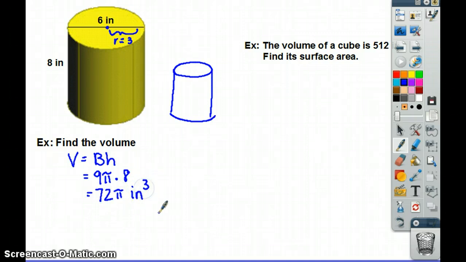We are given a unit this time, so I want to make sure I include that in the answer. This is 72 pi inches cubed.